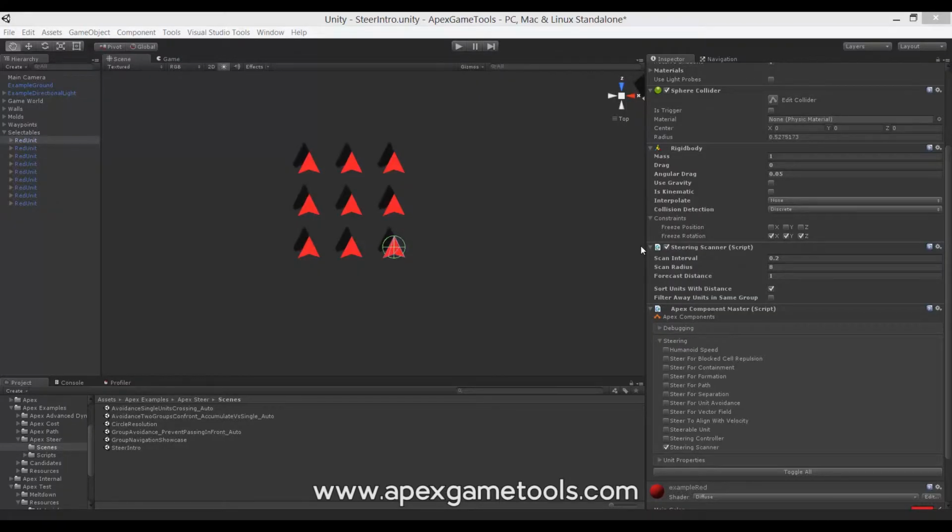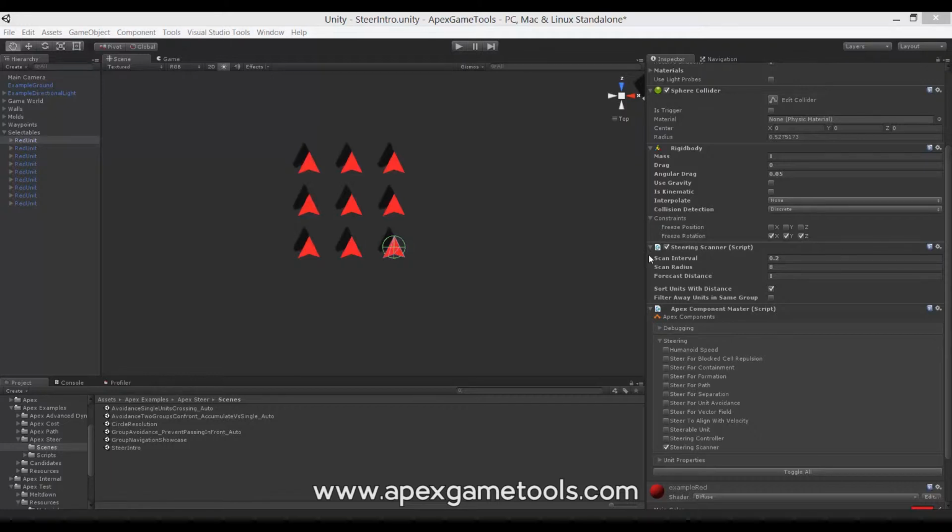In this video we're going to look at the steering scanner in Apex Steer. The steering scanner is a support component that provides information about other units in a unit's vicinity. So let's have a look at the different properties.